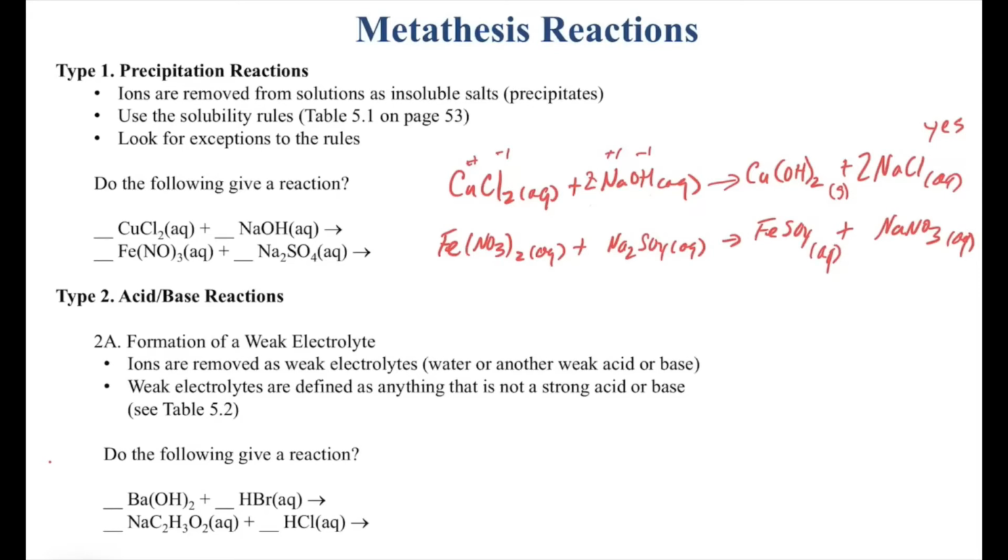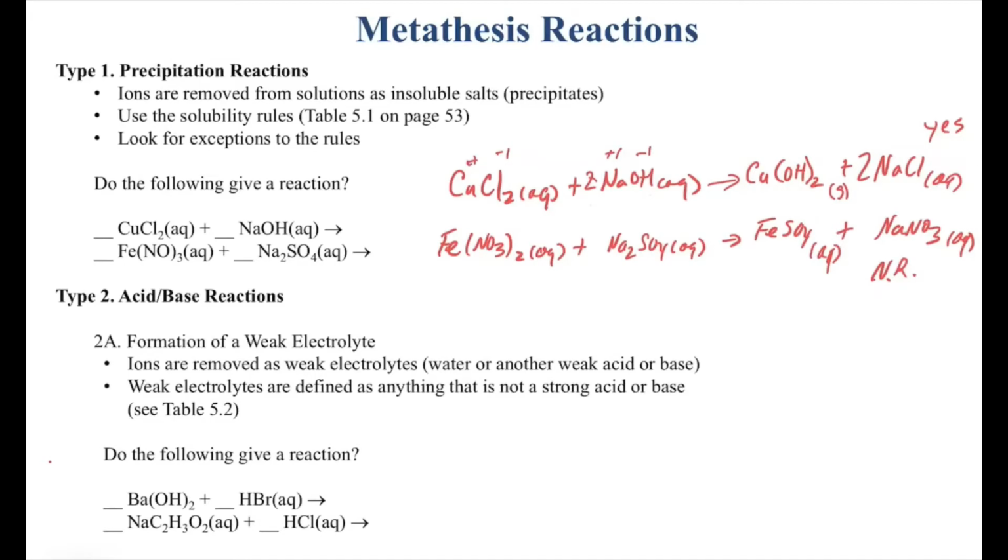So this was a bit of a trick, this one. Because we start with aqueous products and we end with aqueous products, all the same ions in solution, basically they're all spectator ions, this one is going to be no reaction. So that's how you would go about doing precipitation reactions.